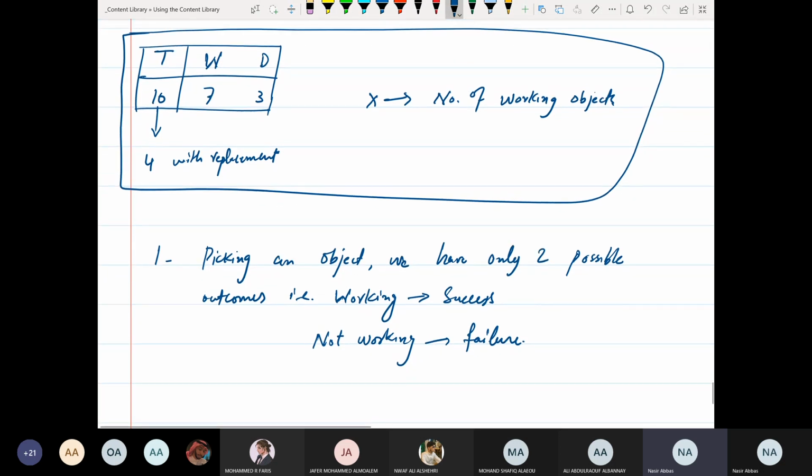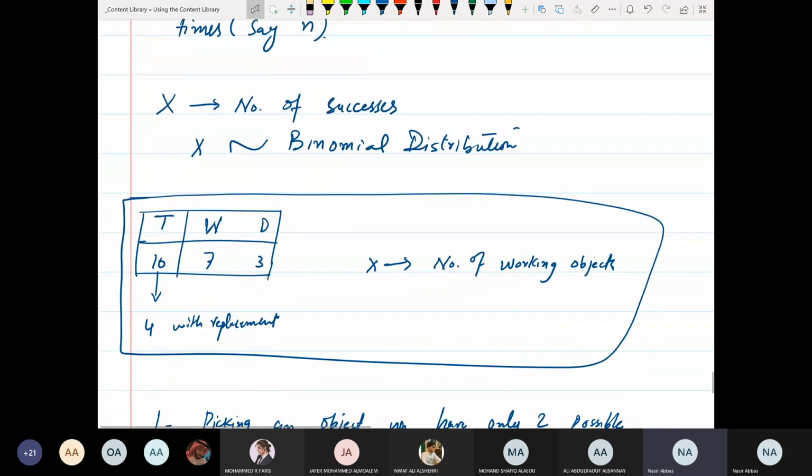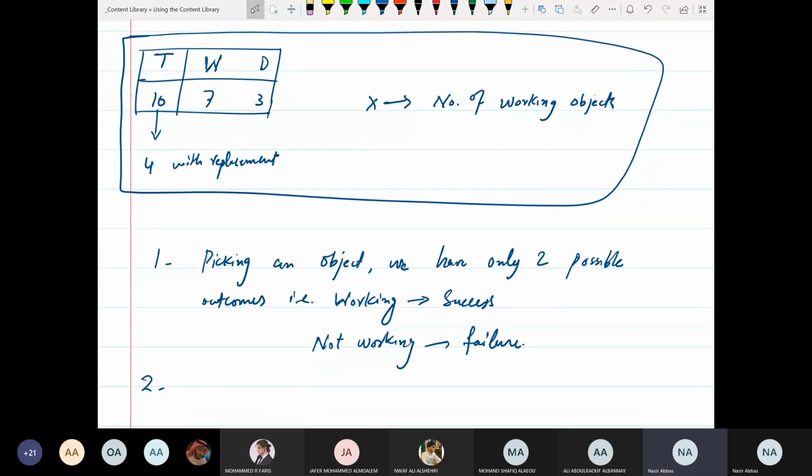The second part, this is important now. The second property is that probability of success should be fixed. Now, you called working object as success. Who can tell me what is the probability of success? What is the probability that if you pick one item from here, it will be working? One item, just one item. You have 10 items in the box, 7 are working, 3 are defective. You pick one of them. What is the probability that it will be working, Faris? 7/10. Now, when I pick the first object, the probability that it will be working is 7/10.